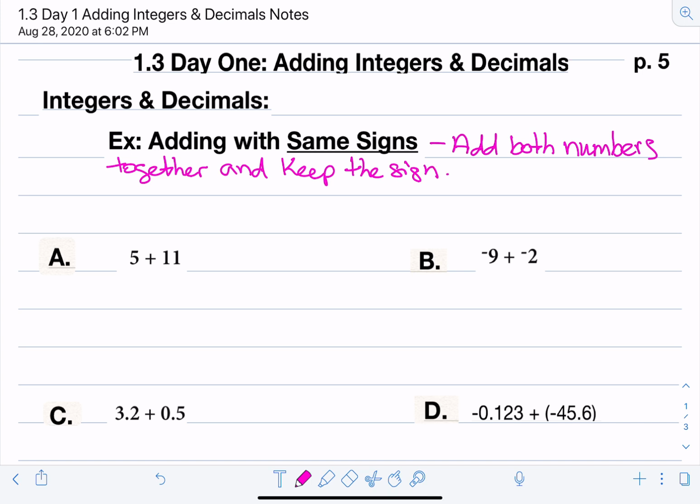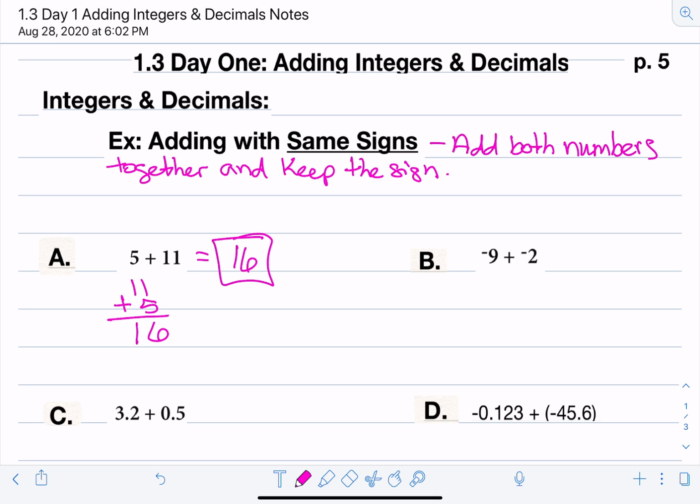So what do I mean? So let's look at A. A is 5 plus 11. They're both positive, so all I need to do is add the two numbers together and I get 16. And because both numbers are positive, we keep the sign, meaning the 16 stays positive.